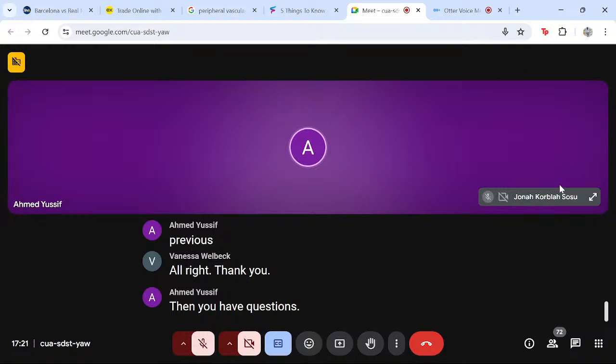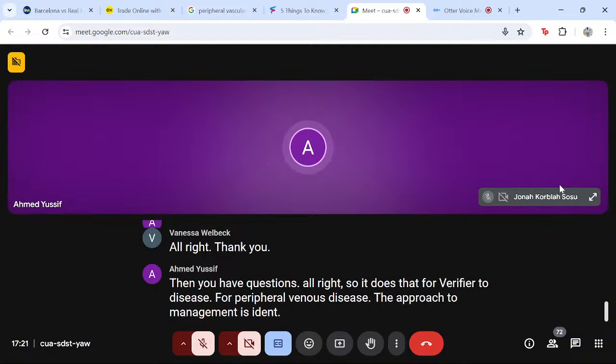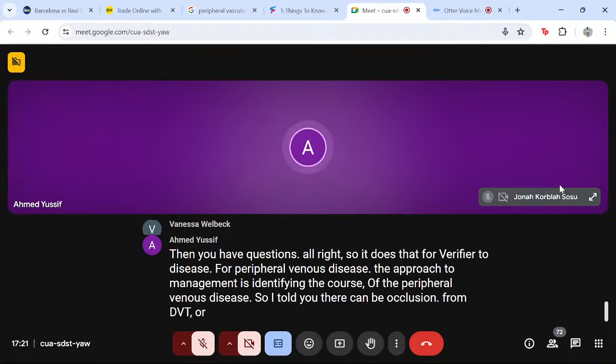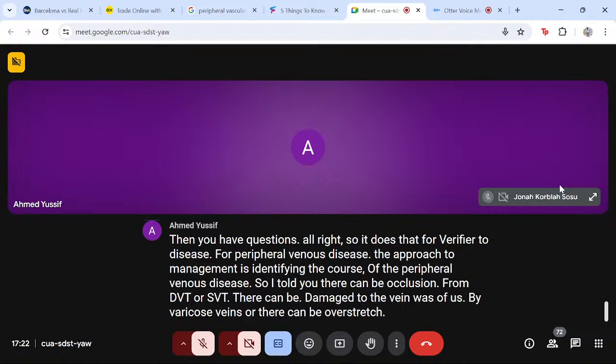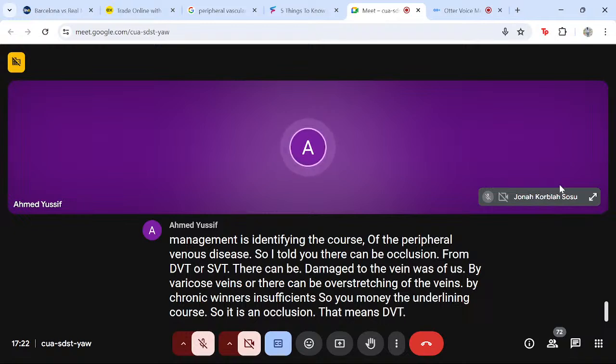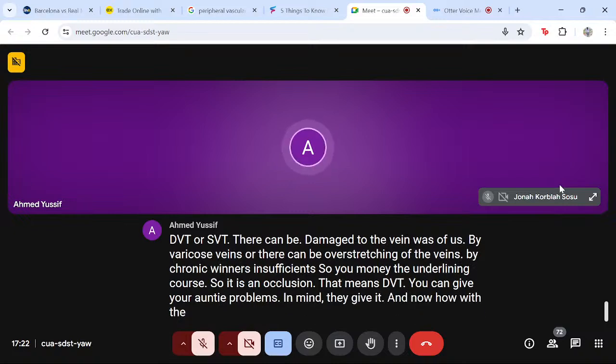All right, so that's that for peripheral artery disease. For peripheral venous disease, the approach to management is identifying the cause of the peripheral venous disease. So I told you there can be occlusion from DVT or SVT. There can be damage to the vein walls or valves by varicose veins, or there can be overstretching of the veins by chronic venous insufficiency. So you manage the underlying cause. So if it's an occlusion, that means DVT, you can give your anticoagulants to manage the DVT, and that will help with the peripheral venous disease.